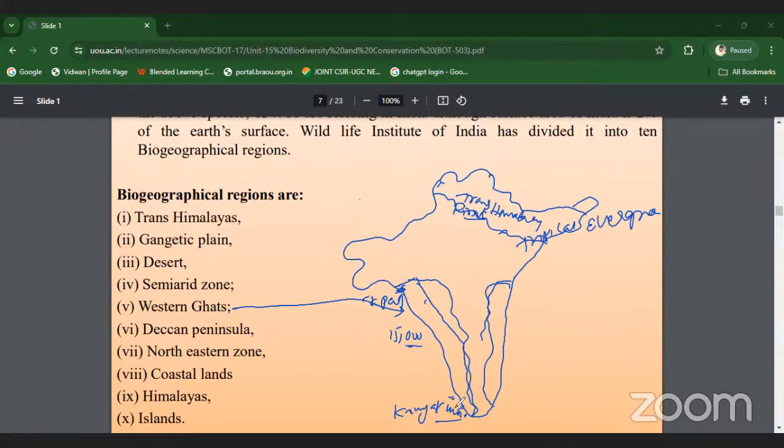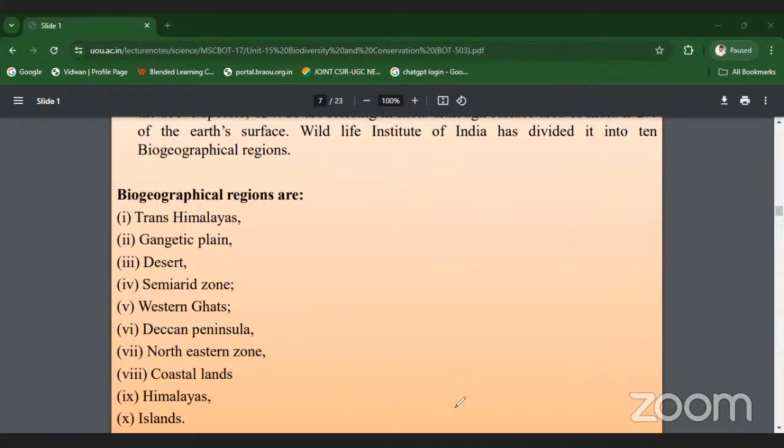Northeast zone: the Brahmaputra Valley and Northeast Hills cover Northeast India except Arunachal Pradesh. It is one of the richest biodiversity hotspots in India, with 8,000 species. Northeast zone, richest biodiversity, remember it. Shola means evergreen plants.